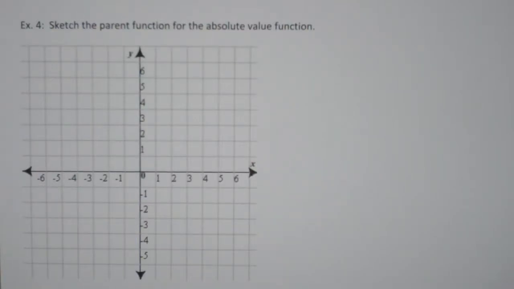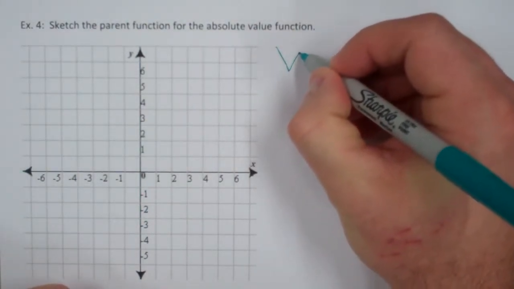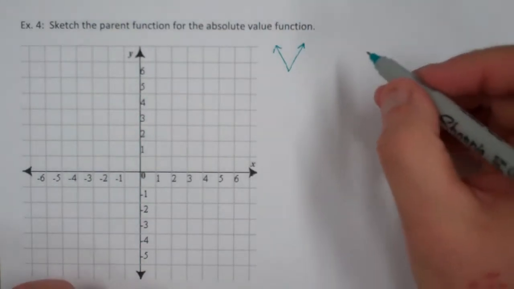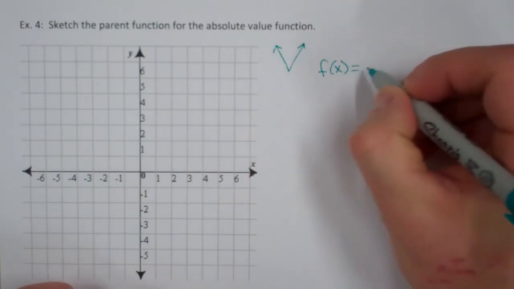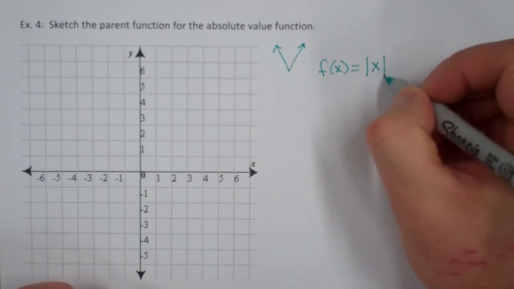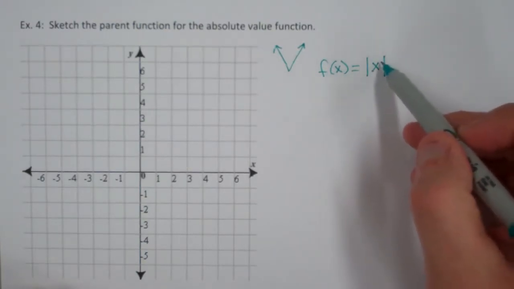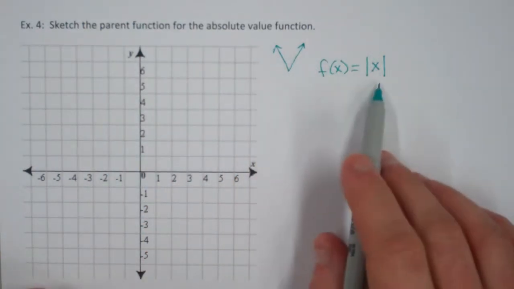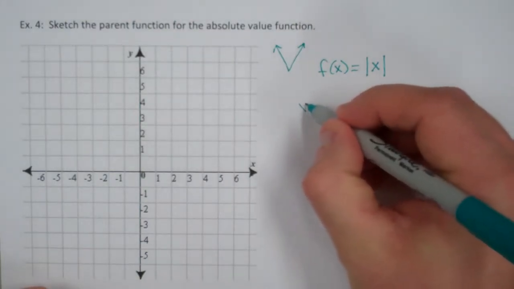In this example, we need to sketch the parent function for the absolute value function. This is going to look like a V, kind of my favorite function. So this is f of x is equal to the absolute value of x. Notice there's no other number out here. There's no other number inside or over here. The parent function means the simplest form of that function. Also, we're sketching, so we need to do this by hand.